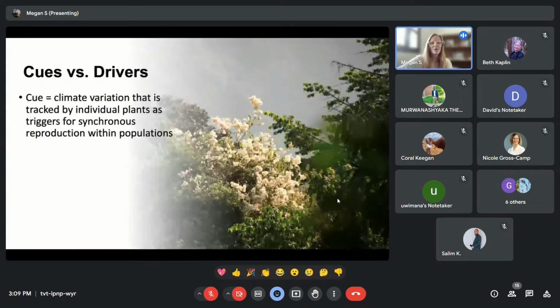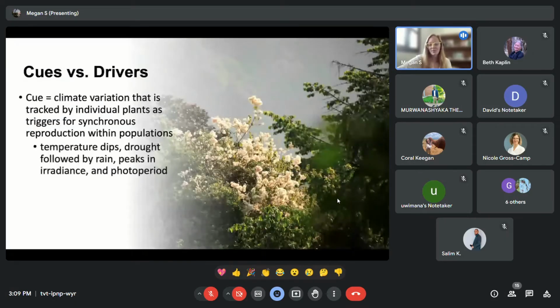So it acts as kind of a trigger for synchronous reproduction within populations. A cue could be something like temperature dips, so like a minimum temperature that you see at a certain time throughout the year. It could be a drought followed by a break in the drought, so like the first rain after the dry season. It could be a peak in irradiance or a lengthening or shortening of the photoperiod, so the amount of daylight there is during a certain time of the year.